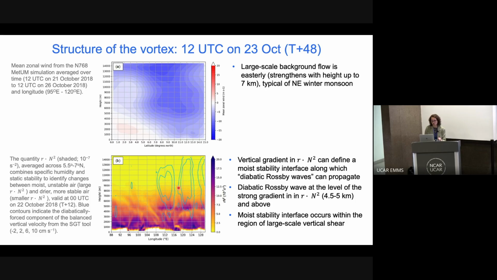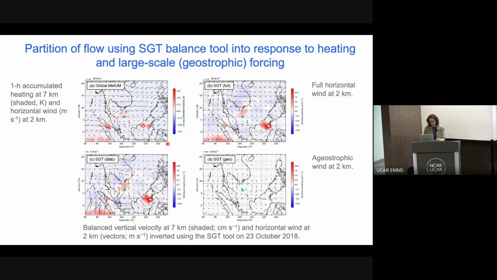And you can also see these turquoise lines, and the turquoise lines are that part of the vertical velocity that is associated with diabatic heating. You can already see there's a wave-like pattern, and this wave-like pattern looks like a diabatic Rossby wave that is propagating on this moist stability interface in a region of very strong vertical background shear. And we will come back to that and what role that plays in the formation of this Borneo vortex in a second. First, we want to look at the output from the SGT tool.